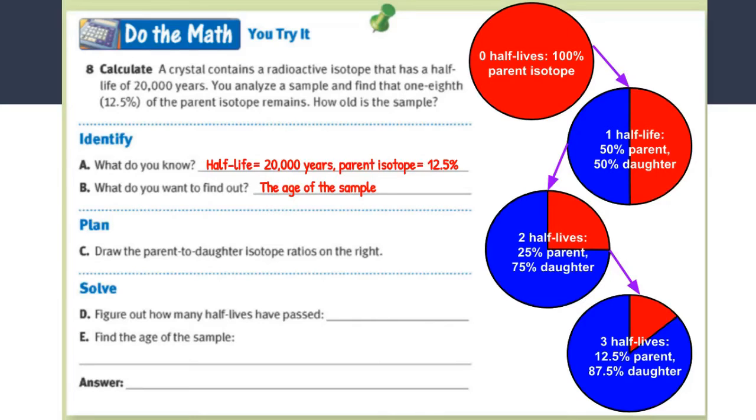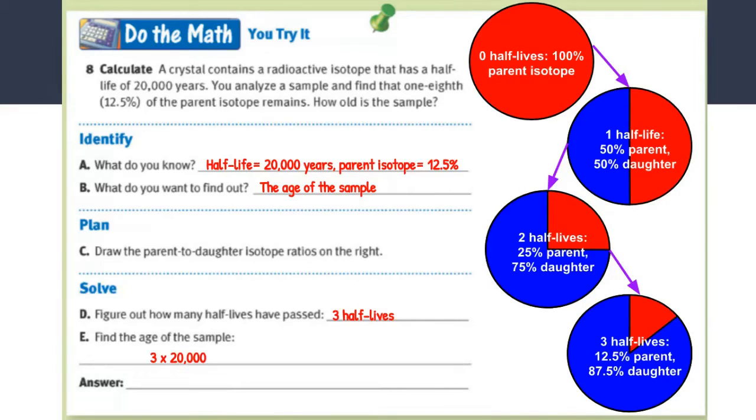That's what we're looking for. We know that there's 12.5% parent isotope here, so this is the pie chart that most closely represents the sample from the problem. So figure out how many half-lives have passed. 1, 2, 3. So we know that that is going to be 3 half-lives. And then find the age of the sample.